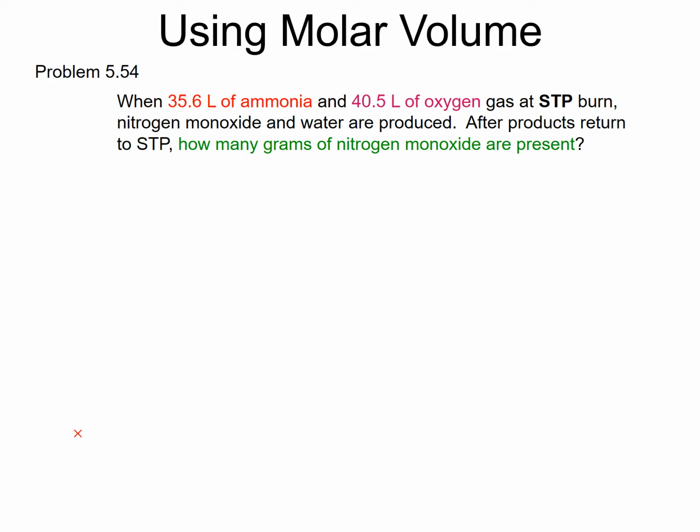Whoa, this looks like quite a problem. Let's see if we can't flesh it out a little bit. So, the balanced chemical equation from the book looks like this, and we see that we have 4 ammonias combining with 5 oxygens to form 4 nitrogen monoxides and 6 water molecules. Okay, so far so good. That looks like an equation we can manage.